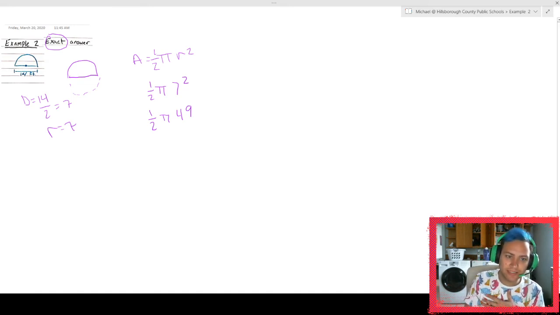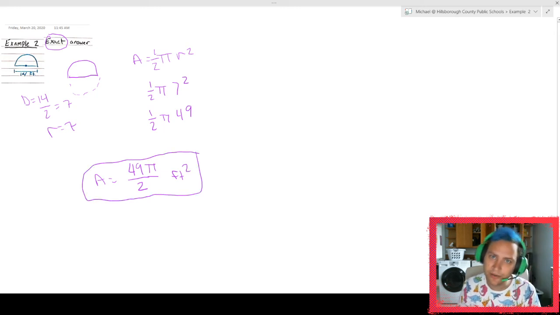So I'm going to take this 49 times 1/2. Well, we multiply 49 by 1, and we get 49, and put the 2 underneath it, right? 49 halves. That's 49 divided by 2. And then we take that pi and put it on top, and that's going to be the exact answer, 49 pi over 2. That's our area, and again, we got to put our units. Units are in feet squared, so I have 49 pi over 2 feet squared.